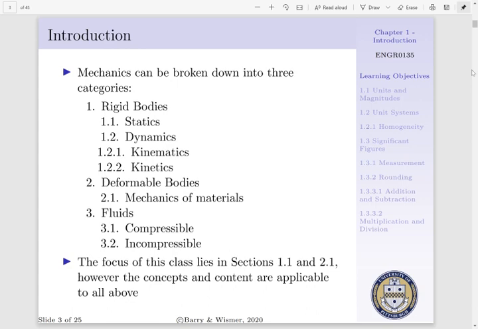Now, when we talk about deformable bodies, we're talking about mechanics of materials. And lastly, when we talk about fluids, we're talking about compressible or incompressible fluids. Now, the focus of this class lies on statics and mechanics of materials. However, the content we learn within this course is going to be applicable to all aforementioned topics, and you're going to see a lot of similarity between what we derive in this class and what's expressed in fluid mechanics and dynamics.